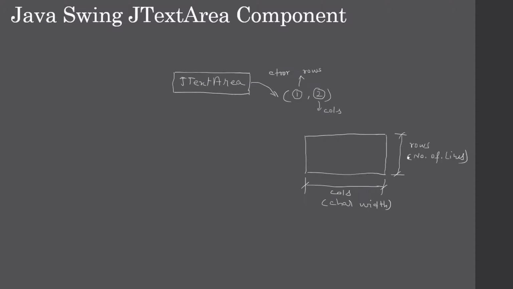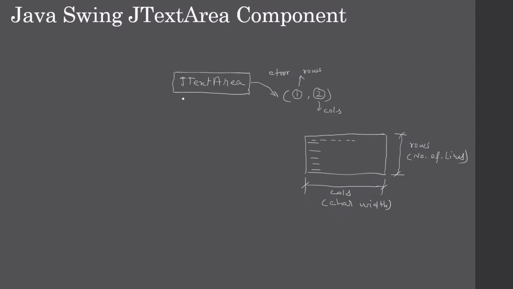The rows define the number of lines. That means if we specify 5, then the text area will be sized to accommodate 5 lines of text, or 5 rows of text. Then columns define the character width. So if you specify 10, then this will support 10 characters. Usually we will specify some 60 or 70, depending on the number of characters you want to accommodate. So that's how you create a JTextArea.